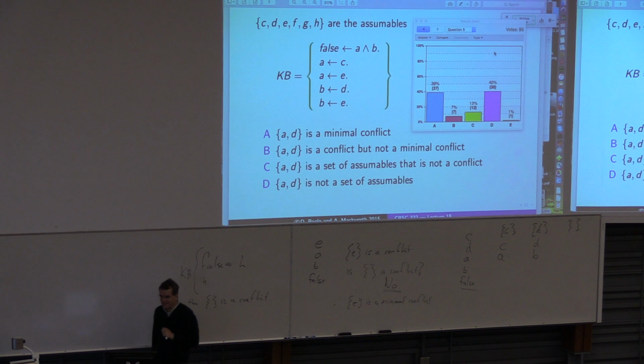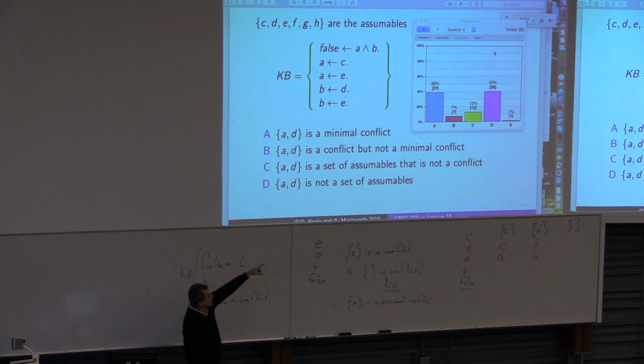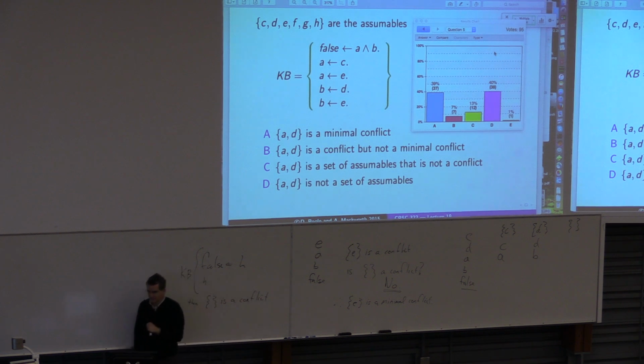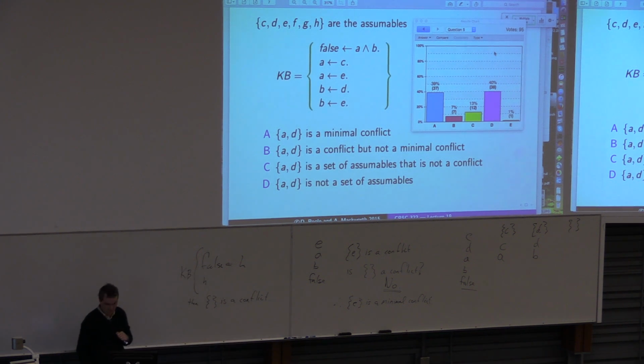I'll actually mark this because that was sort of a trick. Although we're proving these things, we can prove them with A and D. We're only throwing assumables into our set, so arbitrary sets that imply false aren't allowed. The only conflicts are these assumables. That was sort of meant as a trick question, so let's ignore that.